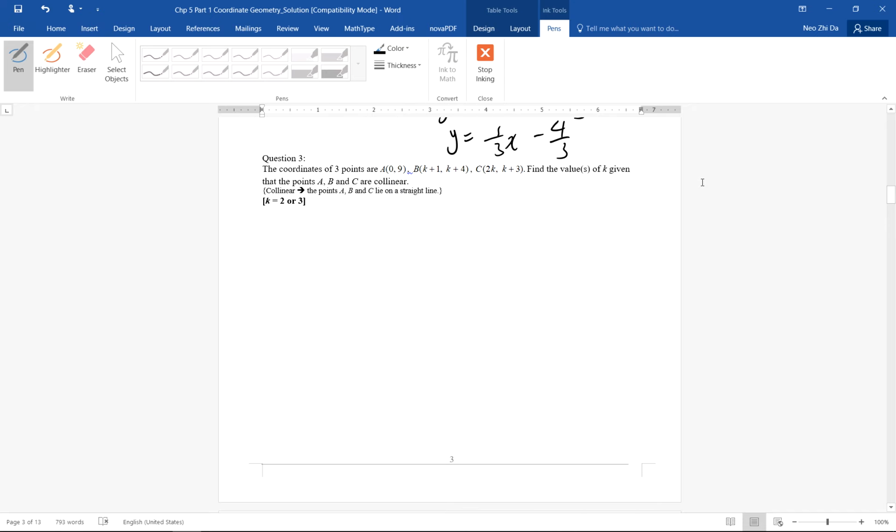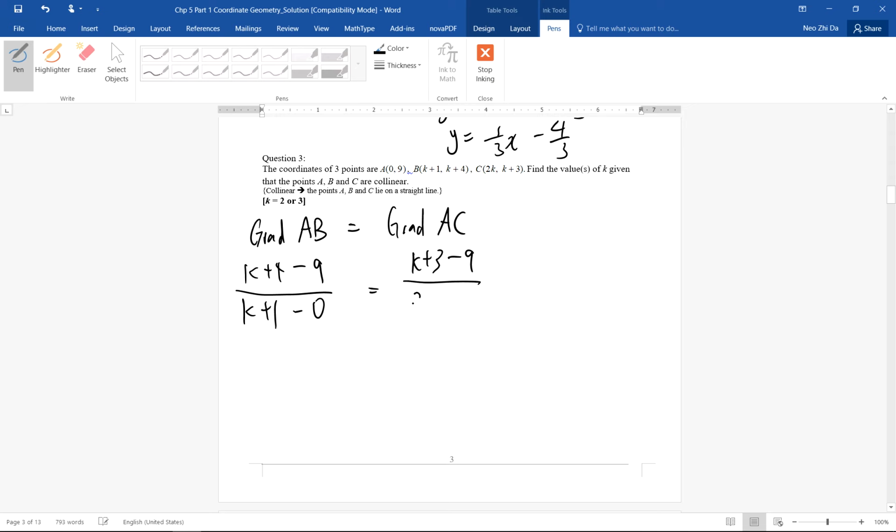Question 3. So, what is the strategy? My strategy is very simple. I will equate it to be the same as gradient AC. These two gradients will definitely be the same now. Okay, so let's do it. (k plus 4 minus 9) over (k plus 1 minus 0) will be equal to (k plus 3 minus 9) over (2k minus 0). Tally the answer.